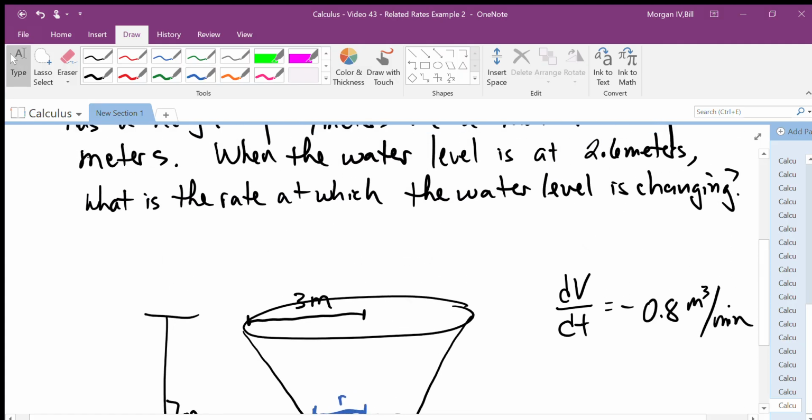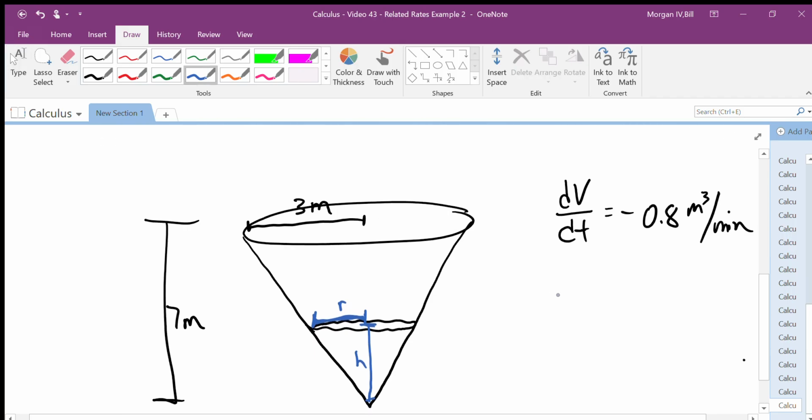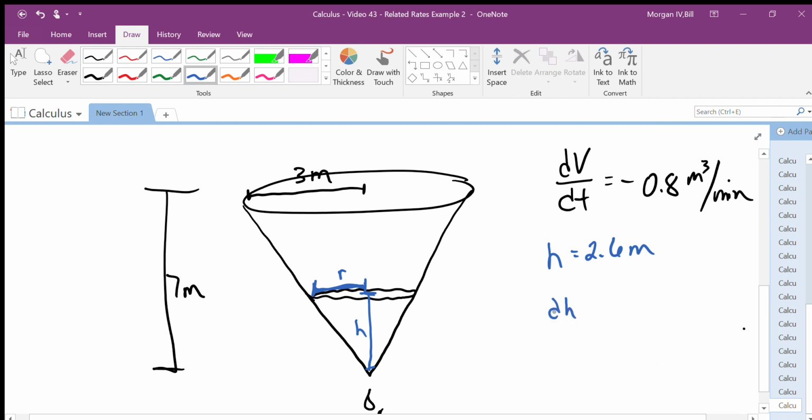What we want to know is when the water level is at 2.6 meters, so in our case, when the height is 2.6 meters, what is the rate at which the water level is changing? In other words, what is dH/dt? Okay, let's think about that for a minute. Water's leaking out, the water level is dropping, H is changing. Is H getting larger or smaller? It's getting smaller. So when we get our answer here, we should expect dH/dt to be a negative rate because the H is getting smaller.